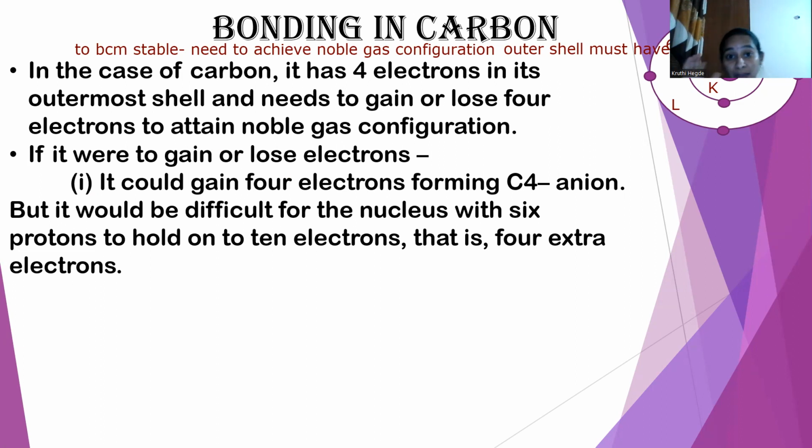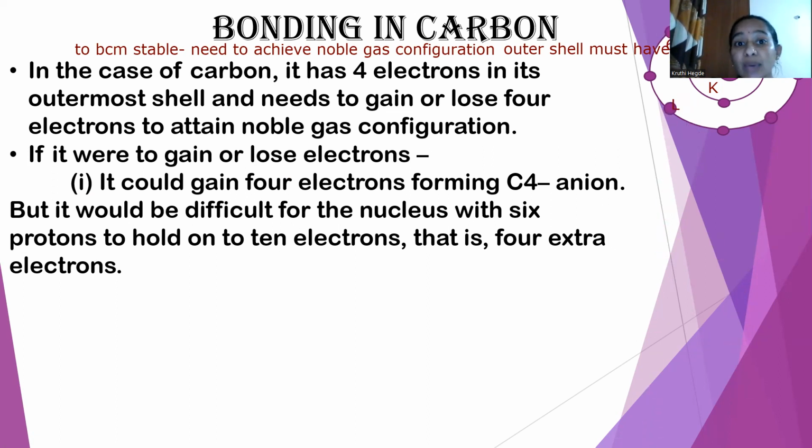Okay, I have said this repeatedly, in metals and non-metals also. When an electron is gained by the atom, it becomes negative, it becomes anion. So C4 minus anion forms. But it would be difficult for the nucleus with 6 protons to hold on to 10 electrons, that is 4 extra electrons. What it is saying is, now 6 are there, already 4 are there, then 1 came, the 2nd electron came, look at the image here, the 3rd electron came, the 4th electron came.